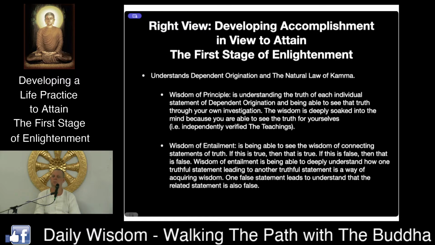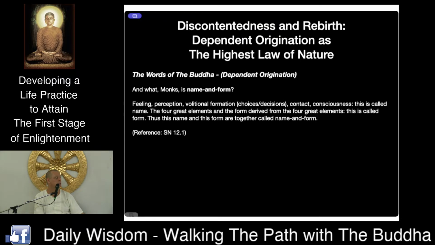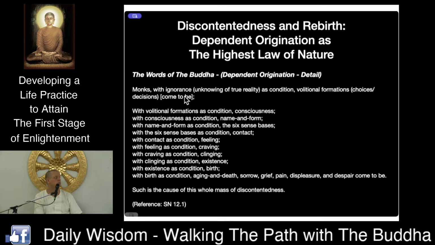Okay, and then entailment would be like this chain of reactions or this cause and effect. That would be the meaning of this word. Yeah, that's the chain. Okay. And then the wisdom of principle is the actual item itself. Yeah. So going back to dependent origination, the wisdom of principle is understanding what ignorance is, what volitional formations is, what consciousness is, name and form, each one of these things.